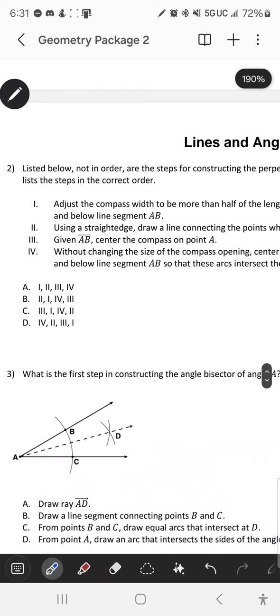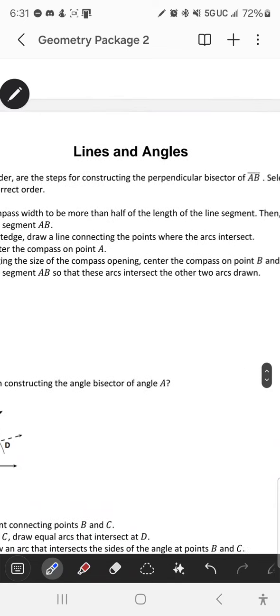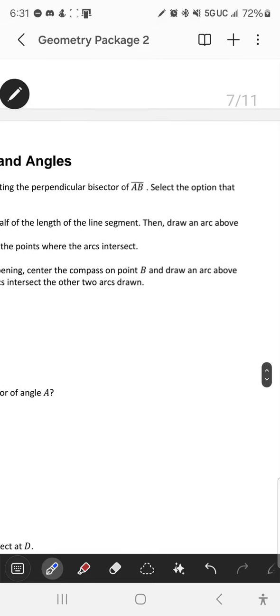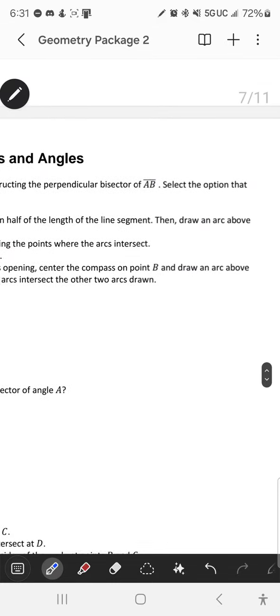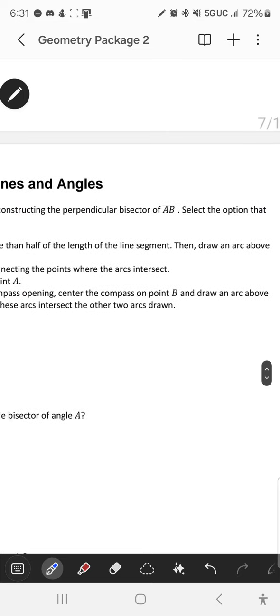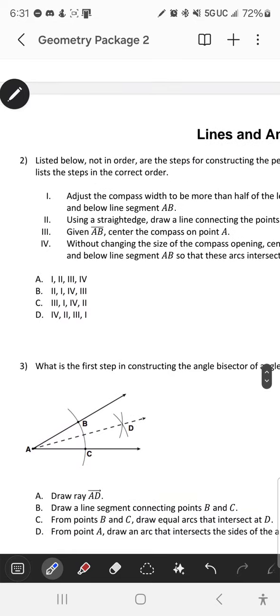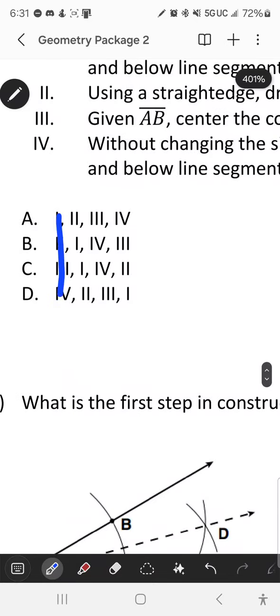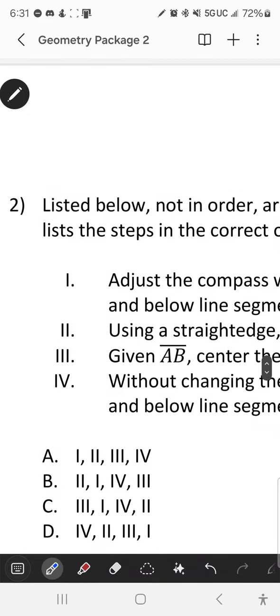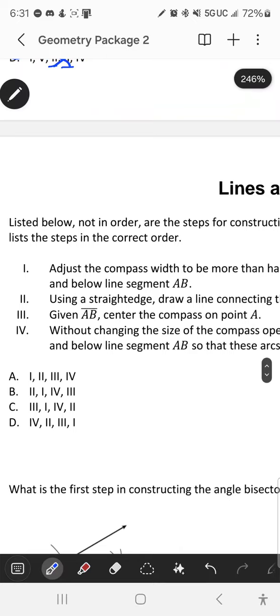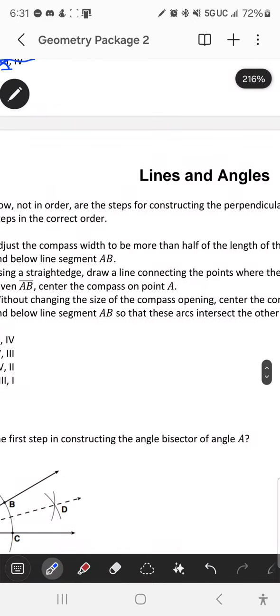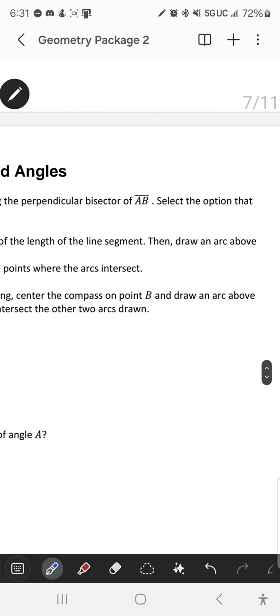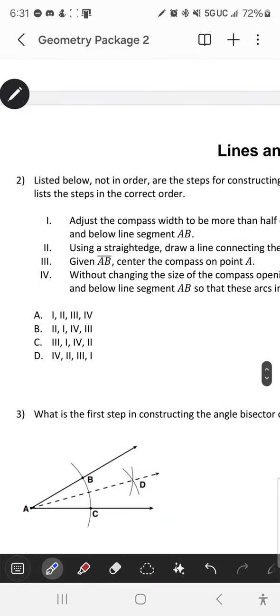And then let's see, list below, not in order, the steps for constructing the perpendicular bisector of AB. Okay, perpendicular bisector, perfect. Select the option that lists the steps in the correct order. First, let's see. I don't have any equal sign right here, so we cannot take advantage of that. So let's just start reading and see. First, adjust the compass width to be more than half of the length of the line segment. Then, draw an arc above and below line segment AB.